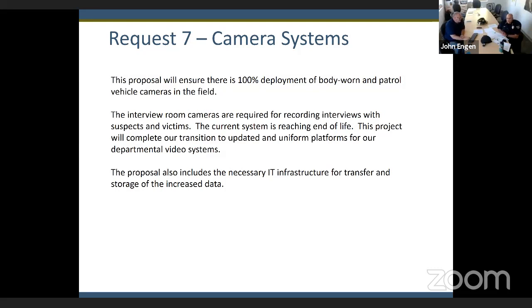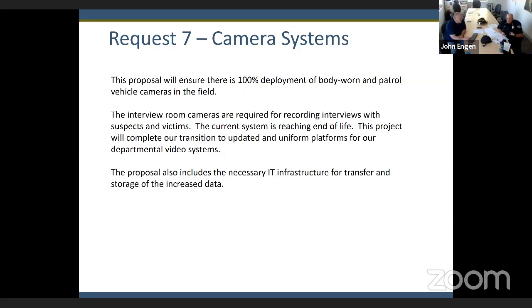The other piece of this system request is for our interview rooms. Our interview rooms currently have a different manufacturer's system that is reaching the end of life. And we have 6 of those interview rooms that we need to outfit with the new camera system. The proposal puts us on a uniform platform of video cameras. So what does that mean? It means that all of the video associated with a particular incident is all contained in one incident file.